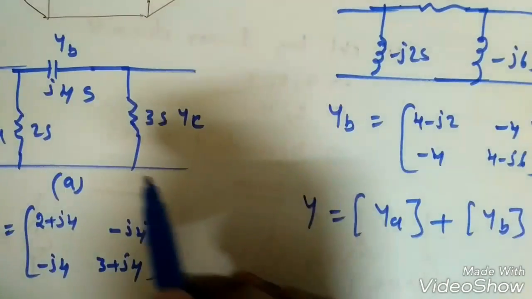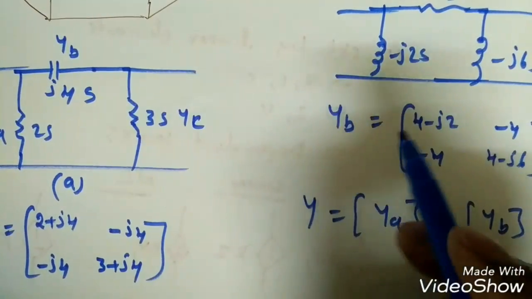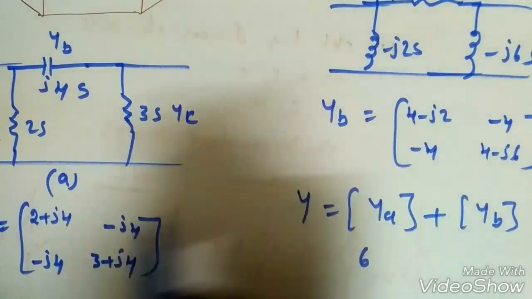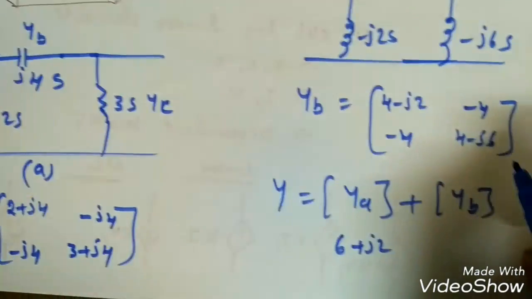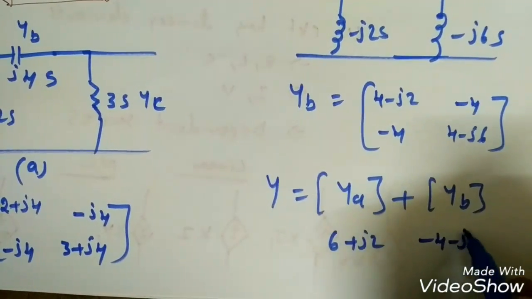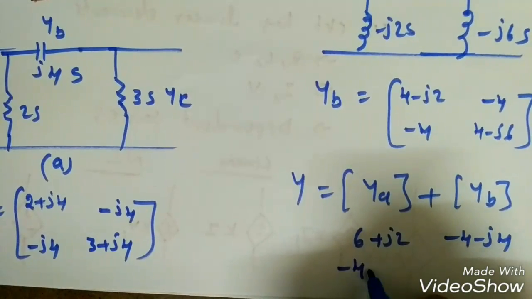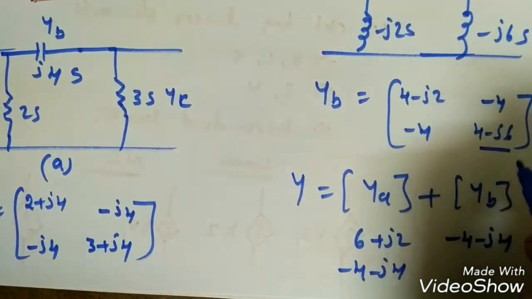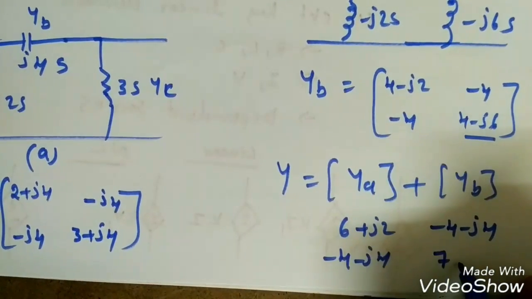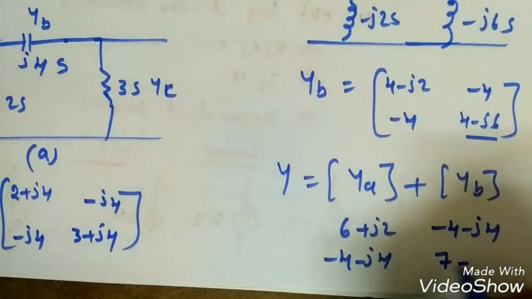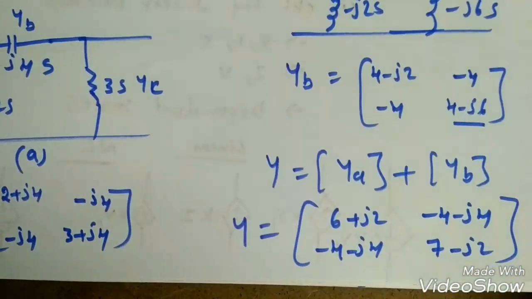Now see each term: 2 plus J4 plus 4 minus J2. So 2 plus 4 is 6, minus J2 plus J4, so it will become 6 plus J2. Next one, minus J4, this is minus 4, so minus 4 minus J4. Similarly this is minus 4, this is minus 4, so minus 4 minus J4. The last parameter is 4 minus J6, 3 plus J6. So 3 plus 4 is 7, minus J6 plus J4, so we will get minus J2. So this is the overall Y parameters.